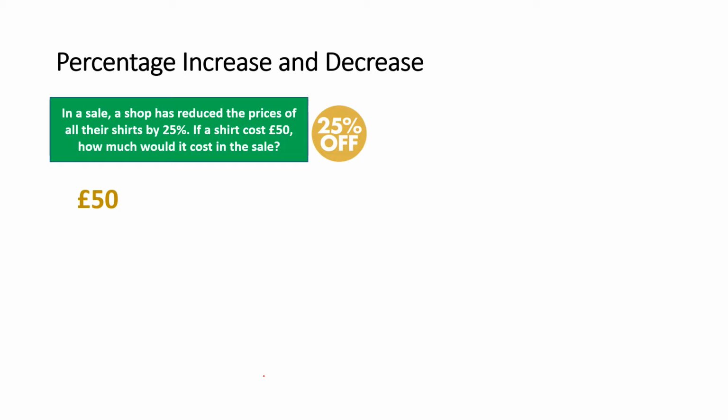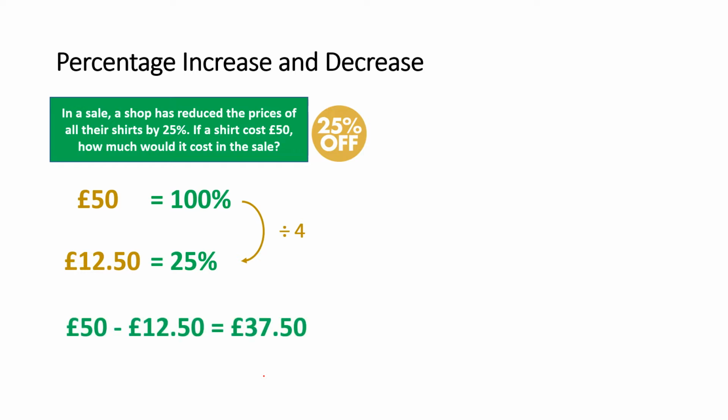And it's important that you take the information. So we know that the shirt costs £50 and it's on sale for 25%. So the first thing we have to do is we know that £50 is the original price. To find 25%, we know that we divide it by 4. So we get an answer of £12.50. Now, to find the sale price, it's a decrease. So all we have to do is 50 subtract £12.50. We get an answer of £37.50.